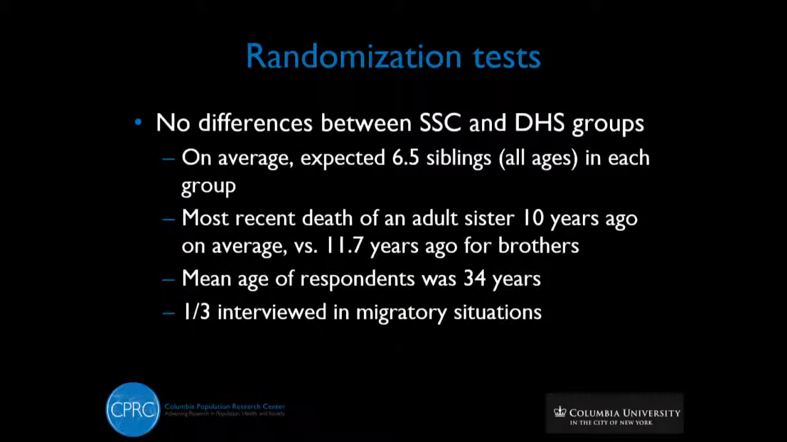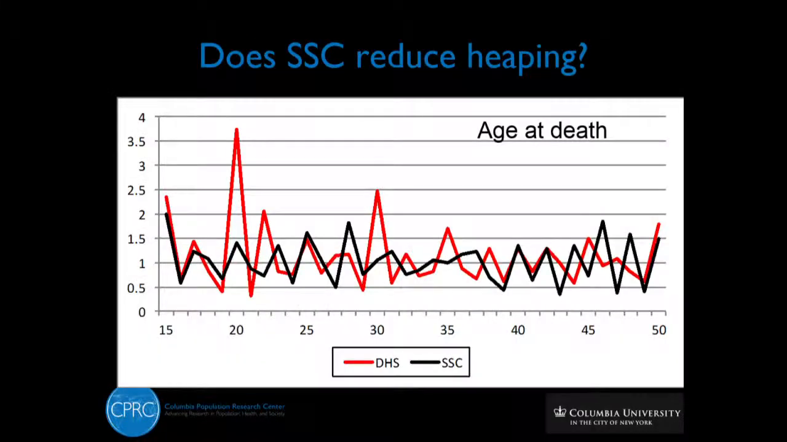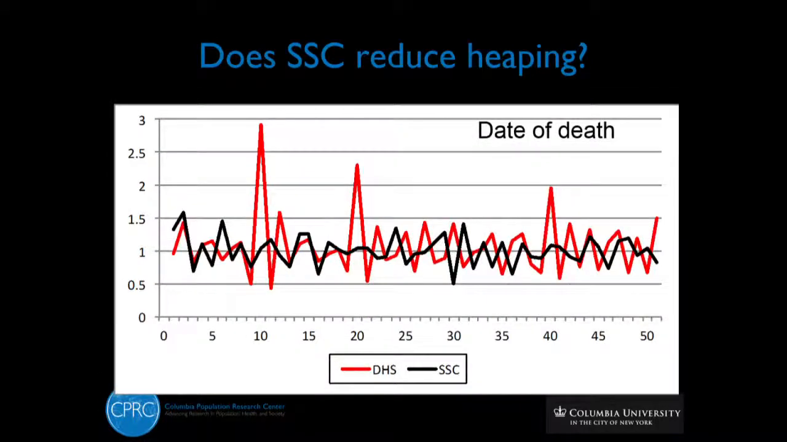Now, to the punchline. Does it work? Does this new approach to collecting sibling survival histories work? I'll let you answer that question for yourselves. I'll just present some of our results. Whether it reduces heaping, so this tendency of reporting things in round numbers. The red line is the DHS questionnaire. The black line is the new questionnaire. So you can see that some of these huge heaps that we find in the DHS questionnaire disappear in the new questionnaire when you're talking about reported age at death, for example. And same thing when we talk about reported date of death of those siblings. There's a huge amount of heaping in the DHS questionnaire, 10 years, 20 years, 40 years here. There's none of that in the new questionnaire. Okay? So that's the first thing.